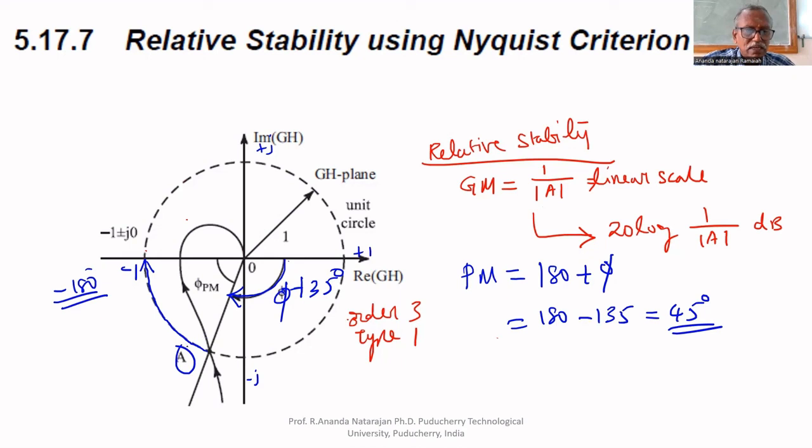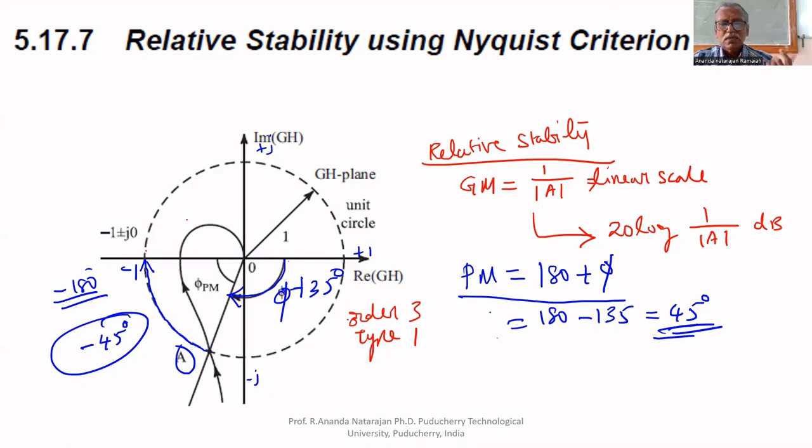So if you increase the phase further by minus 45 degrees, then the system will be on the verge of instability. That is the meaning of phase margin. So without adjusting the gain, we can make the system reach the verge of instability by increasing the phase alone.